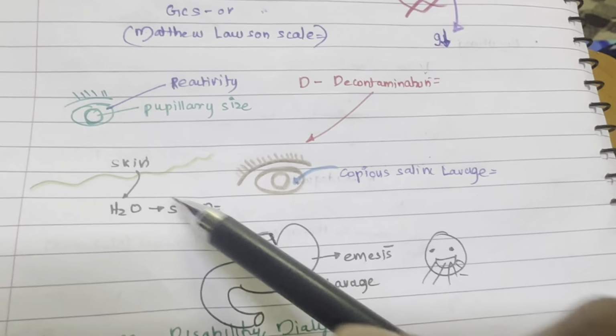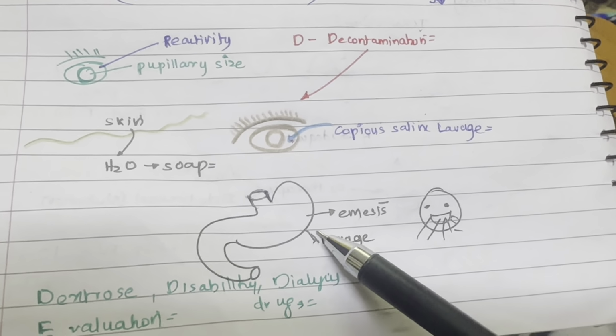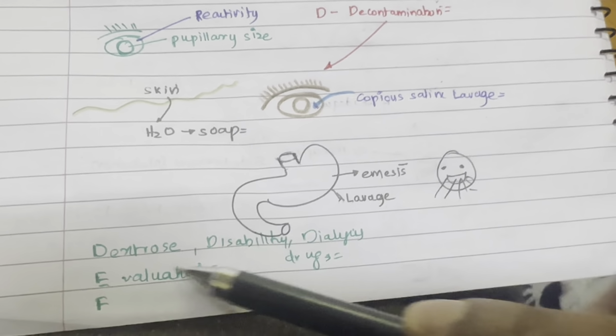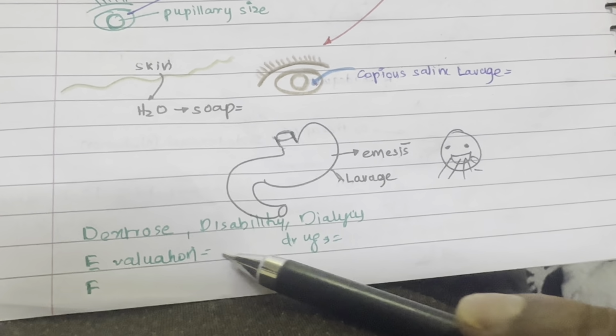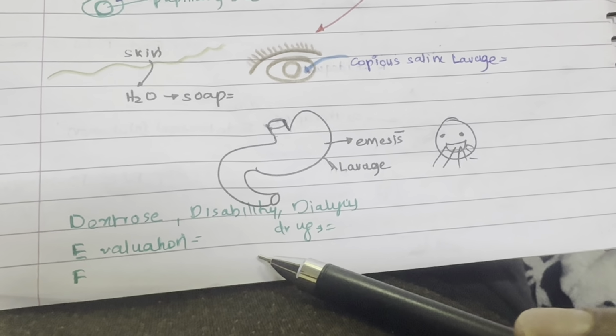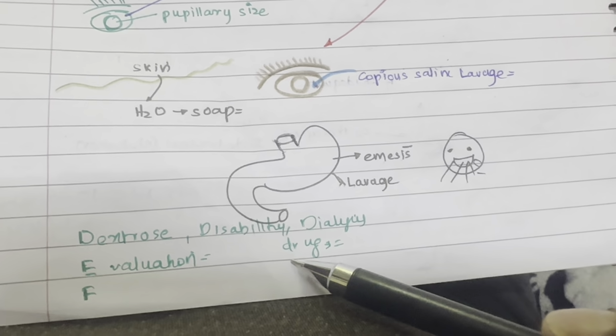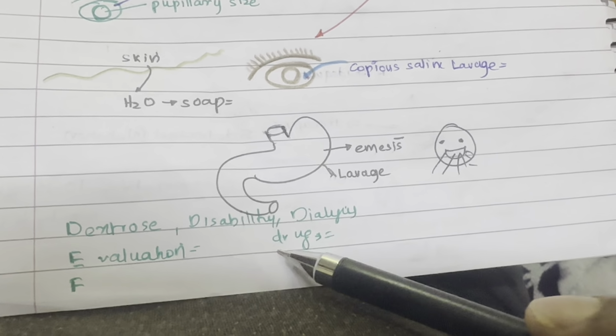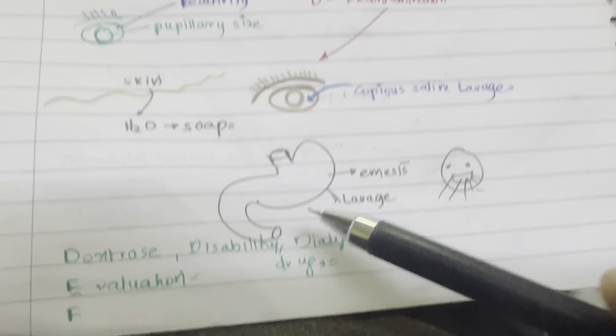D stands for decontamination. Ocular: copious saline lavage. Skin: copious water, then soap and water. GIT: emesis, lavage. Dextrose, disability, dialysis, evaluation of drug, and an additional mnemonic, DFG: don't forget the glucose also. This is in addition to the other measures.